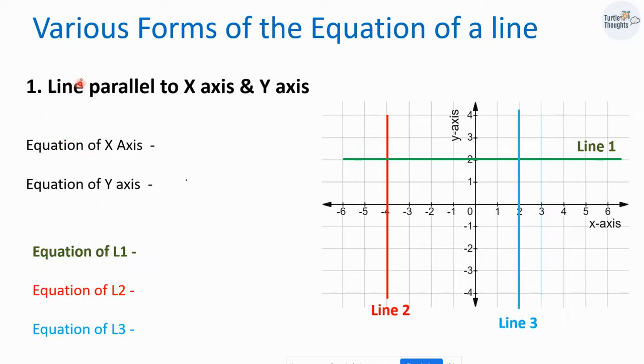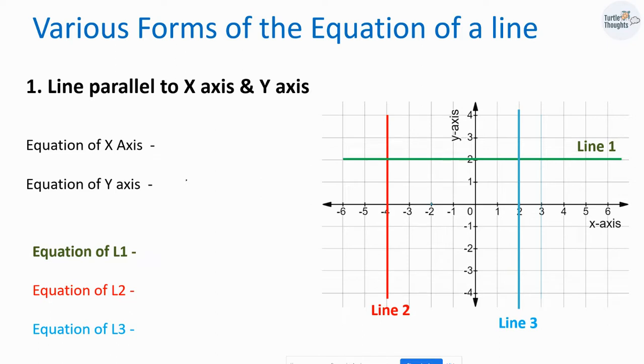The first one is a line parallel to x-axis and y-axis. So you can see on the x-axis, only the x coordinate is going to change, and on the y-axis only the y coordinate is going to change, right? What will be the value of y on the x-axis? Any point on the x-axis, will the value of y be equal to 0? Yes, right? It will be equal to 0.